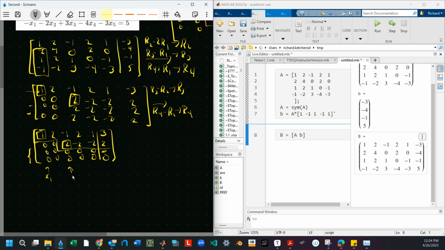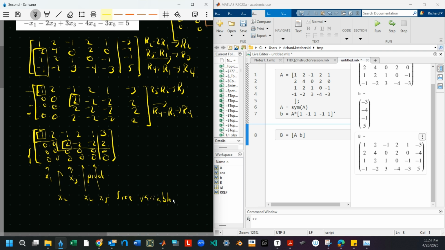These are the pivot variables. Sorry, this is x3. These are pivot variables, or we call them bound variables, okay? And then these guys are the non-pivot variables, x2, x4, and x5. These are the free variables.